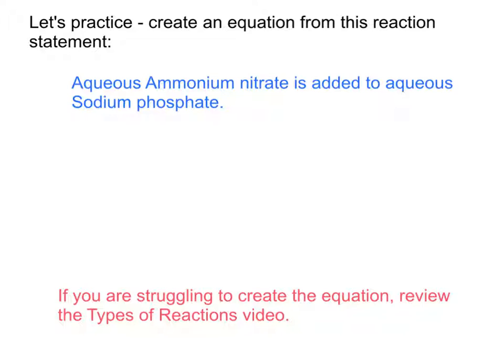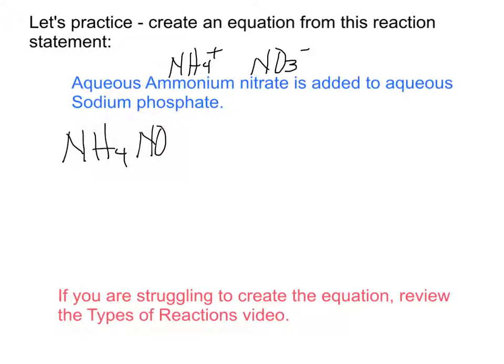So it says here I have aqueous ammonium nitrate. If I remember, ammonium is NH4 and it has a +1 charge. So I'll write that up here. I usually like to do that. And then nitrate is one of my polyatomic ions and it has a -1 charge. So putting those together, I just need one of each one of them.